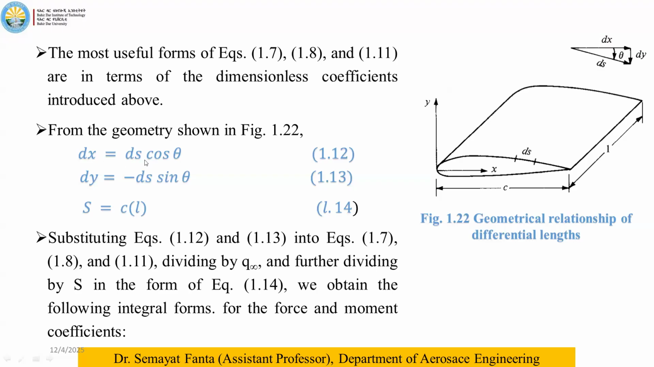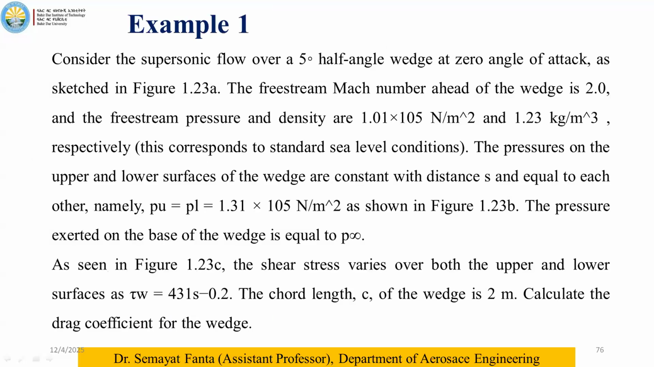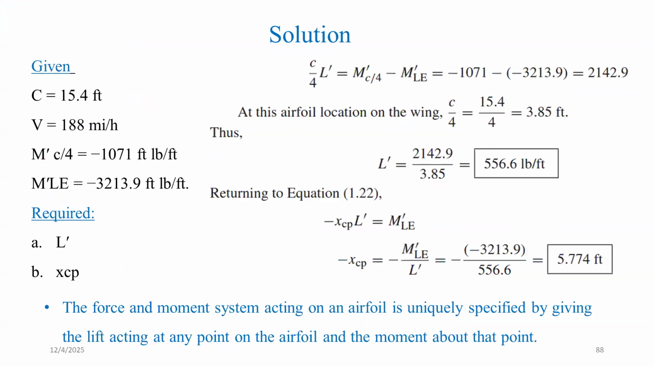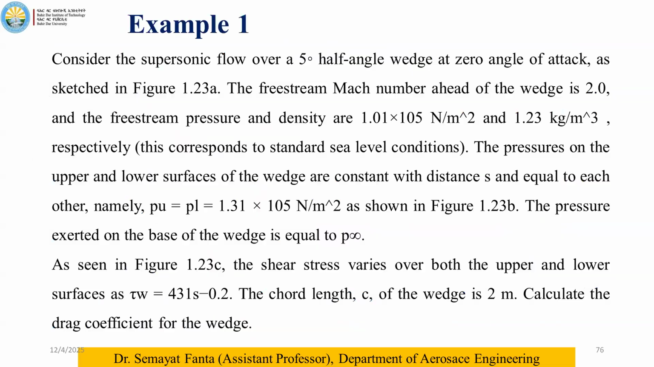So dx is ds cos theta, and dy is minus ds sin theta, because dy is in the downward direction and dx is towards the right, so it is positive. And s is a function of the chord length. Okay, so this ds is a function of chord length. We can represent it in this direction. Okay, so that is the total surface. So how can we represent that ds here? Okay, it is, I think, letters. Yeah.